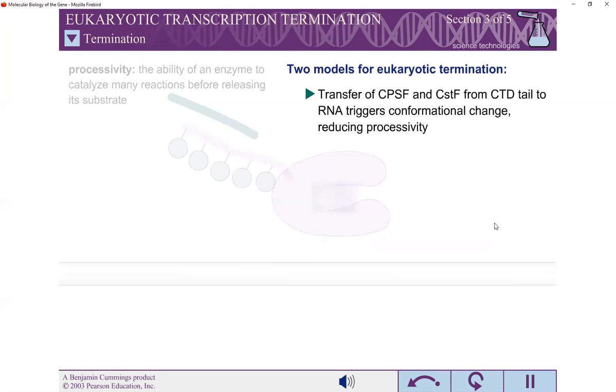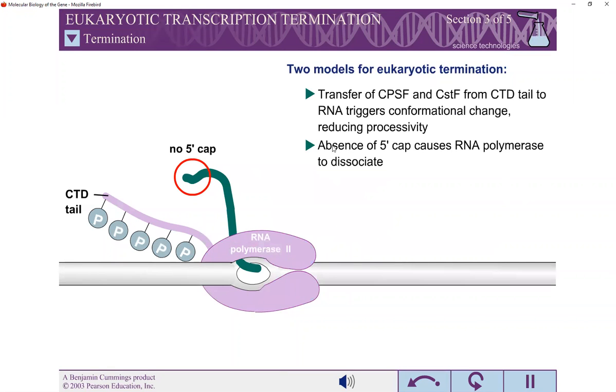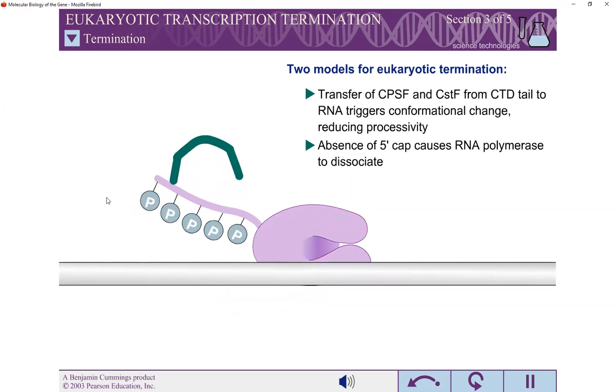Moving forward. The enzymes necessary for 5' capping are displaced during elongation, so the second RNA molecule does not form a 5' cap. The second model for eukaryotic termination states that it is possible that the absence of a 5' cap on the second RNA molecule is sensed by the polymerase, causing the polymerase to dissociate.